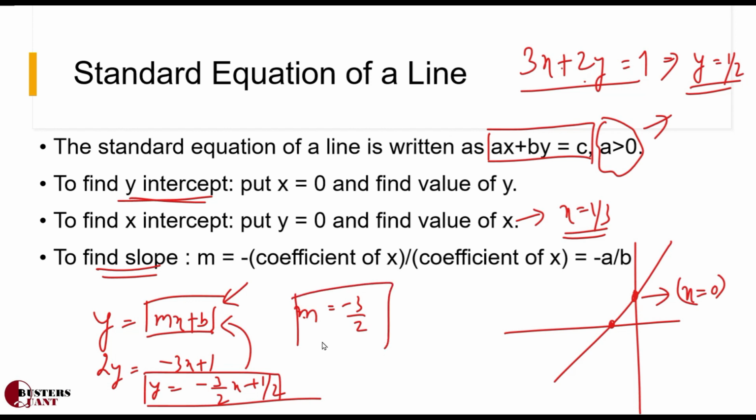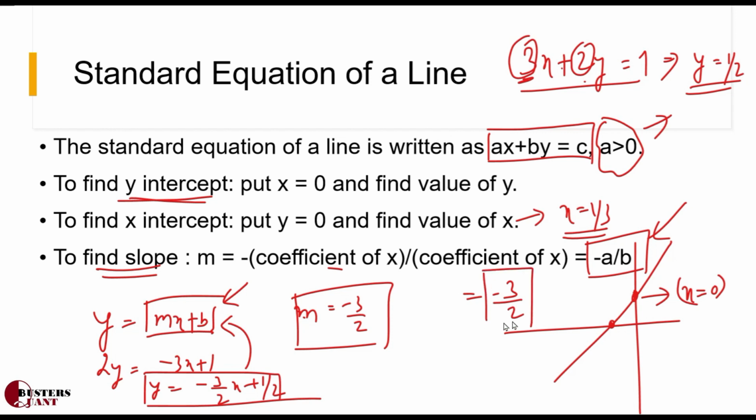Another way is that slope is equal to minus of coefficient of x upon coefficient of y. 3 is the coefficient of x, 2 is the coefficient of y. So m equal to minus a upon b. You can use this formula directly also. So answer will be minus 3 by 2, as a is 3 and b is 2. Using this formula, we can also find the slope of the line.